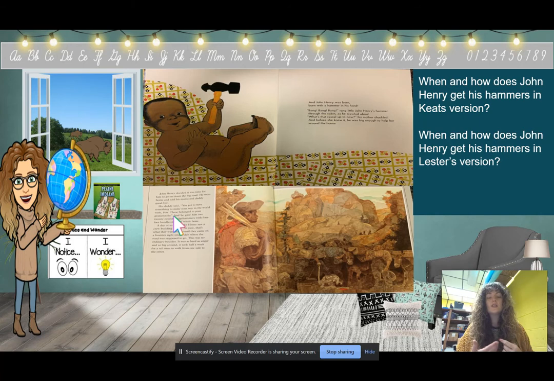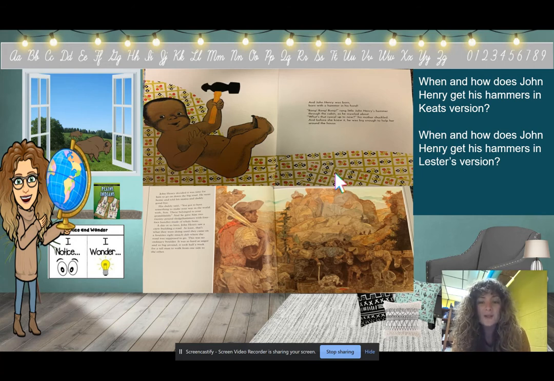So we are going to be looking at the text and the illustrations to find the differences in both versions. So look at the top picture. The top picture is a page from Keats' version, that first version. And I'm going to read the words on this version.